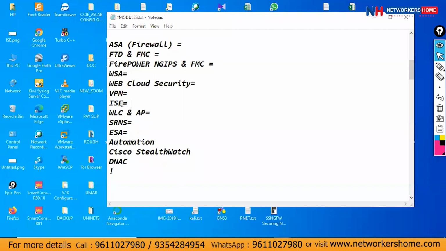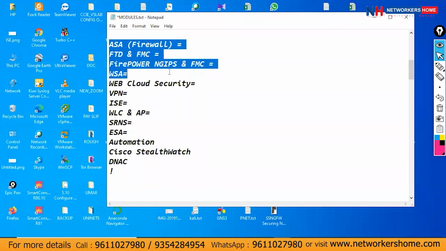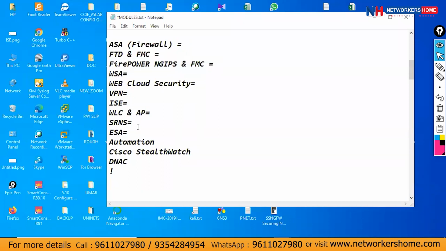So take all the modules very seriously, but compared to all these modules, you'll find ISE a little bit tough. So I'll recommend you go with the ISE module when you are at least done with ASA, FTD, NG-IPS, WSA, VPN, security over routing and switching. If these parts are done, then go with the ISE module. So you'll be habituated to take the load of the securities.